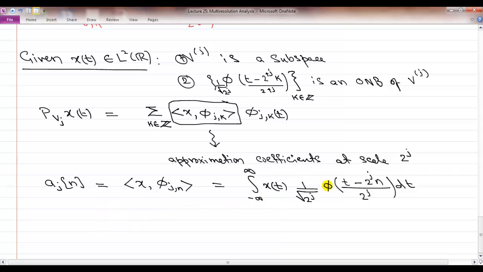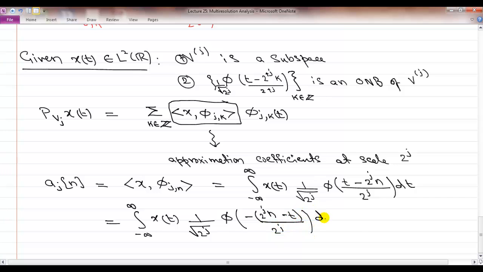So if I just express it in the right way, that is, integral from minus infinity to infinity of x of t times 1 over square root of 2j times phi of (minus 2jn minus t) over 2j dt. Okay. So then you see that this is nothing but the convolution with a time reversed version of phi.